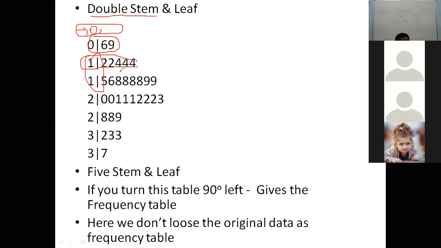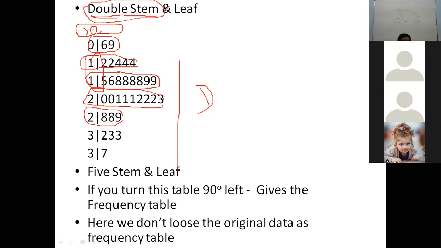Above 14, that means 15 up to 19, we cannot accommodate here, we have to accommodate there. Similarly, 20 up to 24, we can accommodate there. Then 25 to 29 in the second stem of 2. So likewise, this is called double stem and leaf. Right? Single stem, double stem.